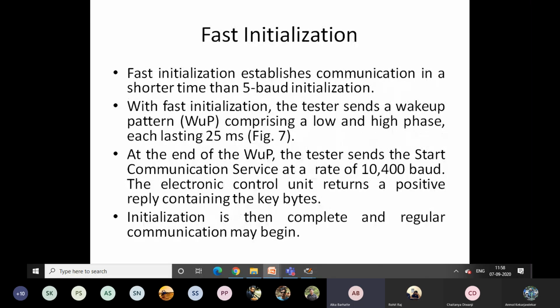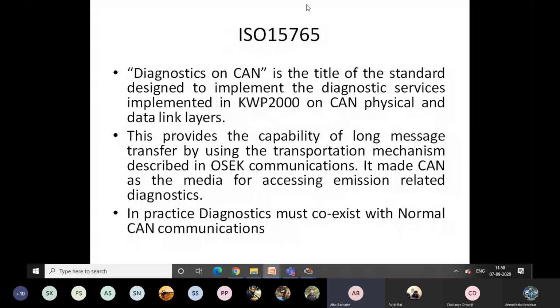So this is your initializing communication between the tester and ECU, or scan tool and ECU. This is ISO 15765, which represents diagnostics on CAN, as we discussed initially.